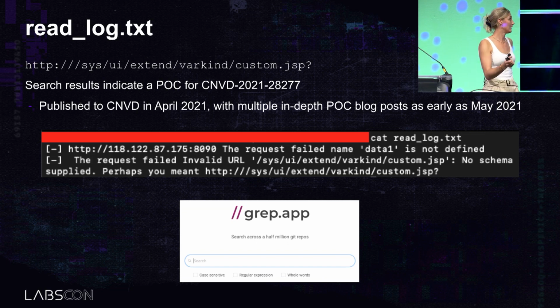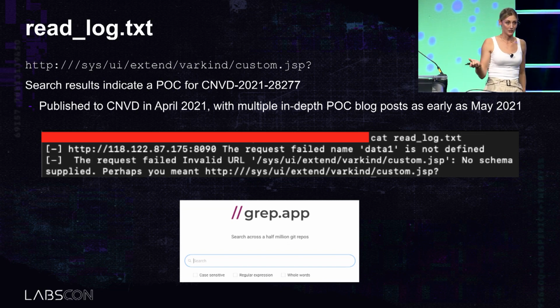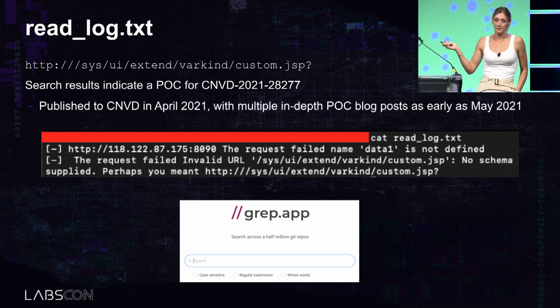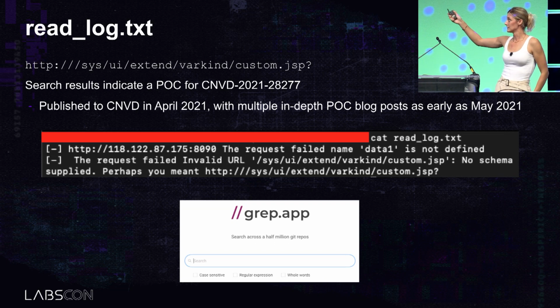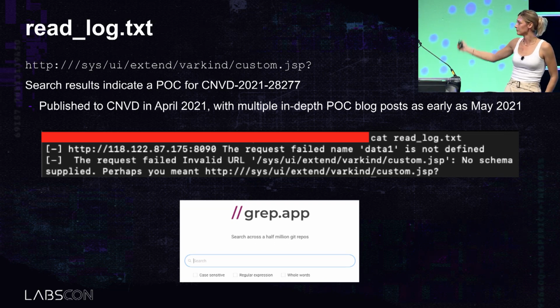So I was just Googling around, and I ended up coming across some blog posts that said this is a really common error message for a proof of concept for this vulnerability, which is 2021-28277, which is basically an arbitrary file read vulnerability for this obscure Chinese software, like an office automation software. So we know what it is, okay, some Chinese software.